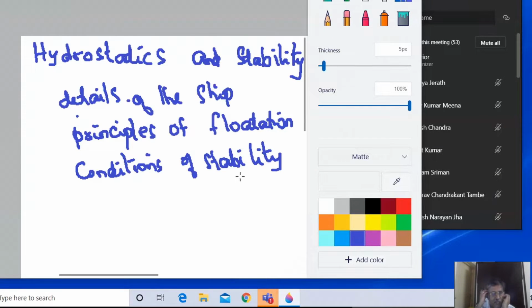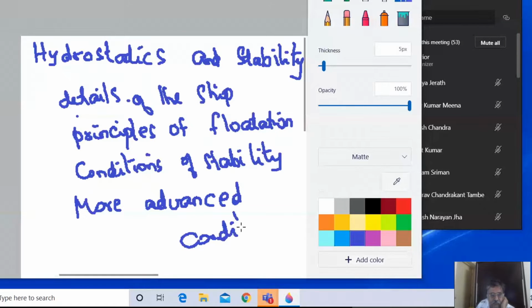We will come to things like GM, BM, all those things, a lot of things on that. Then we will go into more advanced conditions of stability, and we will deal a little bit with waves, and we'll finish the course by then.